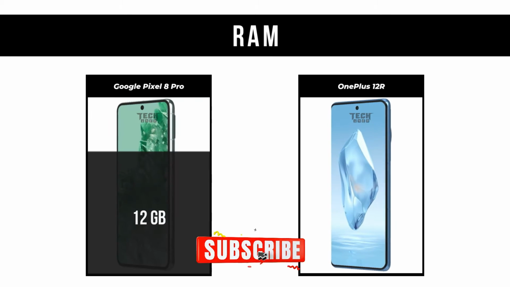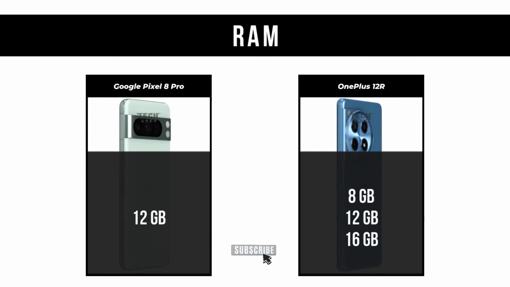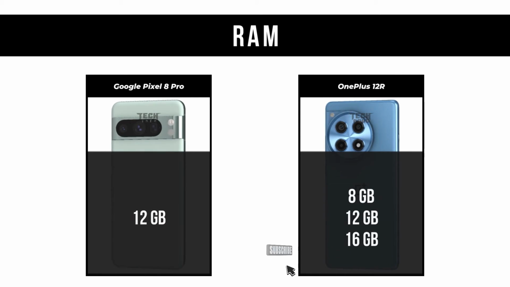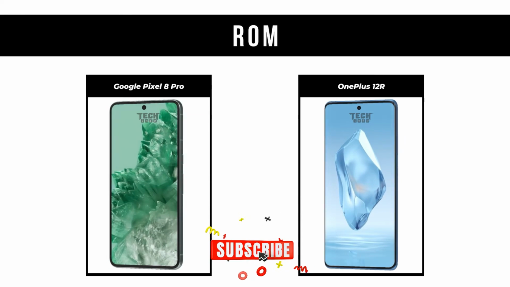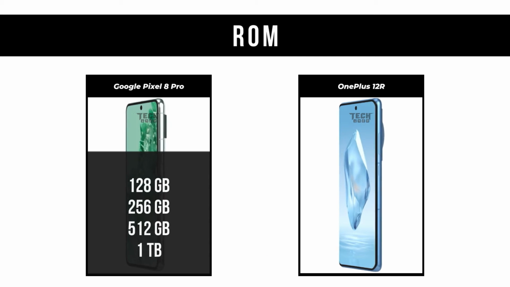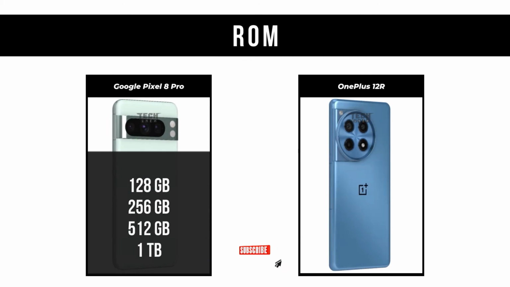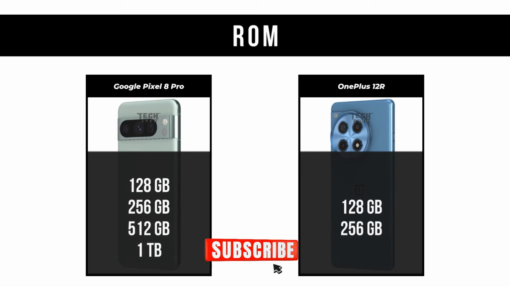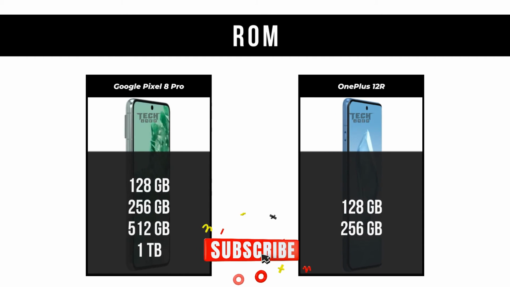RAM. Google Pixel 8 Pro is 12 GB. OnePlus 12R is 8 GB, 12 GB, and 16 GB. ROM. Google Pixel 8 Pro is 128 GB, 256 GB, 512 GB, and 1 TB. OnePlus 12R is 128 GB and 256 GB.